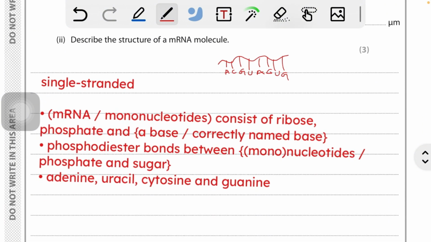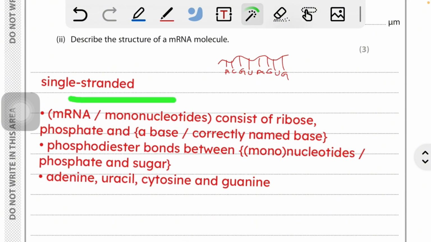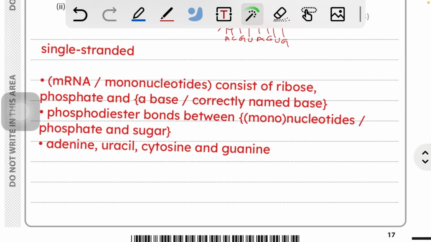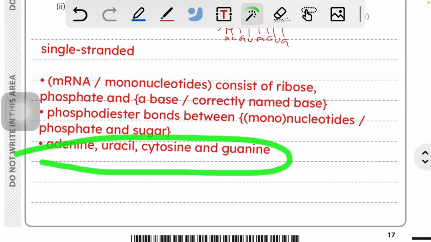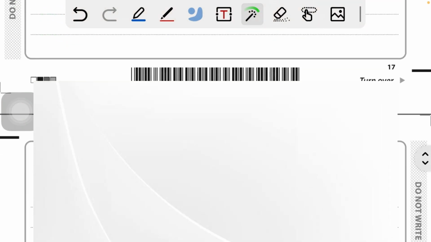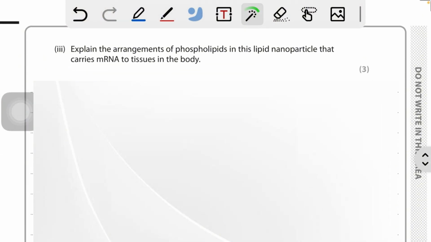So let's see the answer. It is single-stranded. An mRNA mononucleotide consists of ribose, phosphate, and a base. You can name a base as uracil, adenine, guanine. And then there is a phosphodiester bond between the mononucleotides. The bases are named adenine, uracil, cytosine, and guanine. Okay. See the next question 3.